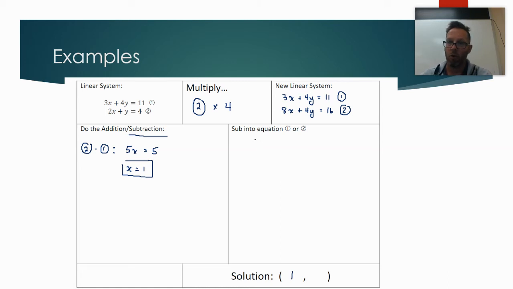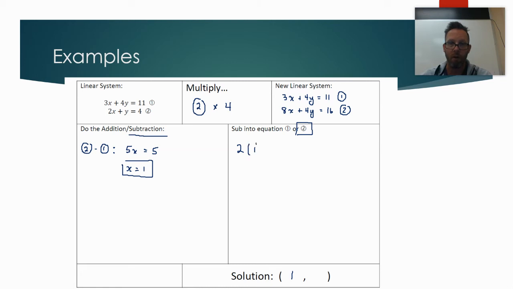Pick an equation to work with, and we're going to pick one of the originals. And I think equation 2 looks easiest to work with here. I think I've been choosing 2 a lot, but I can assure you it's just coincidence. I just always pick the equation that works the easiest for me.